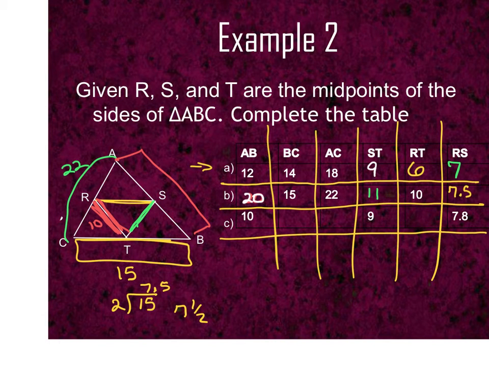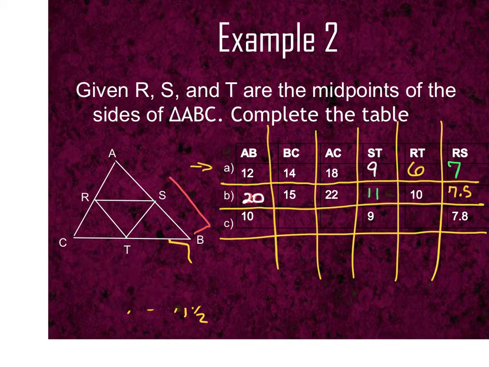Now I'm going to erase all the numbers, and now we're going to do line C. So the first piece that was given to me was AB, which is over here. It's 10. So then I know its midsegment that it's parallel to is RT. Half of 10 is going to be 5.